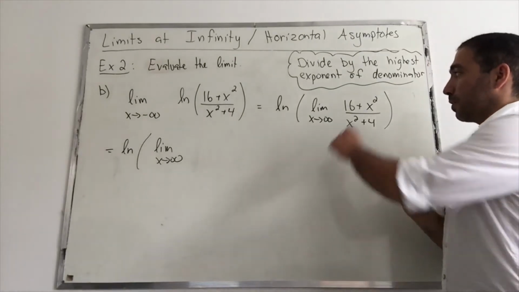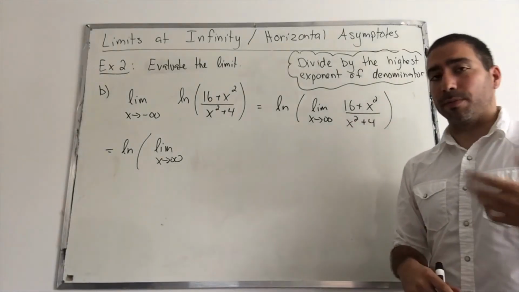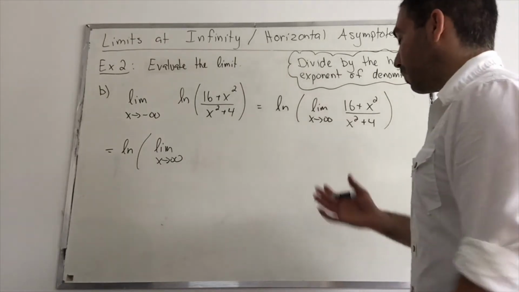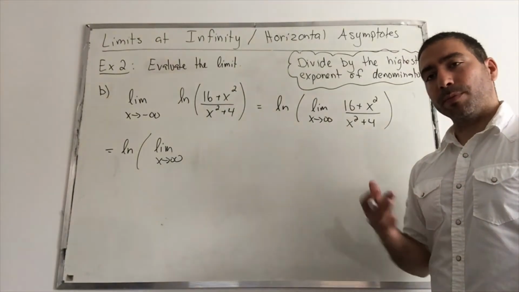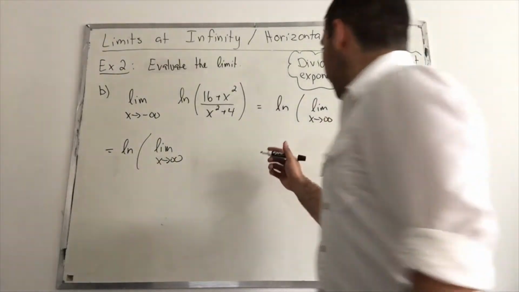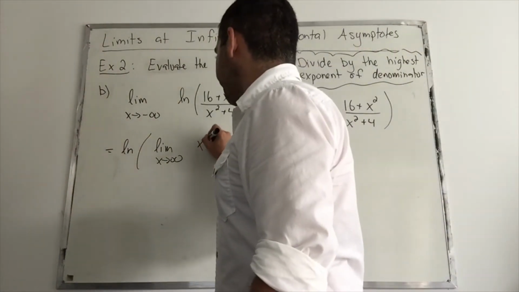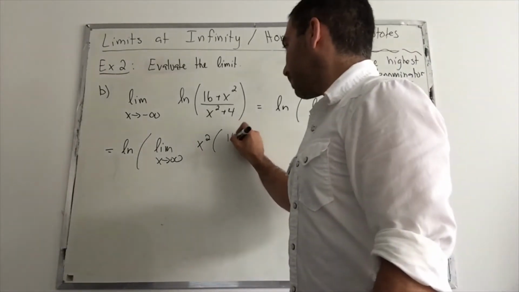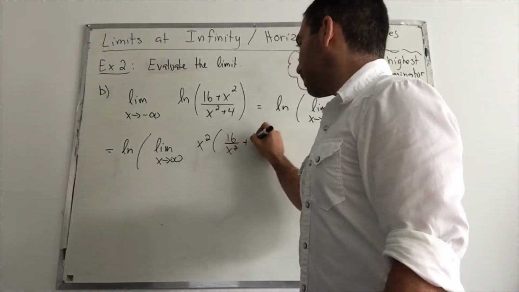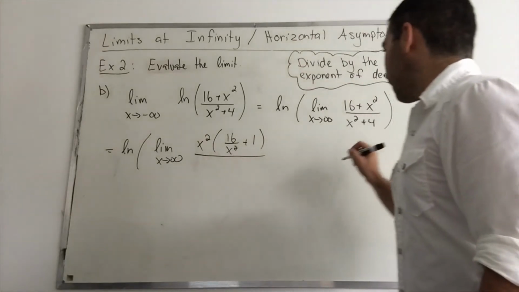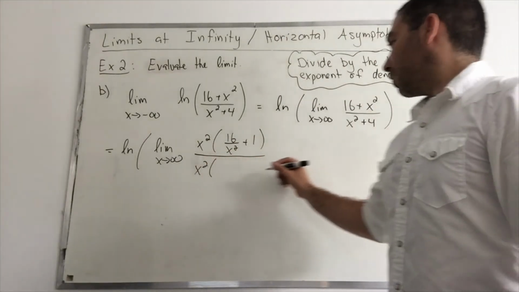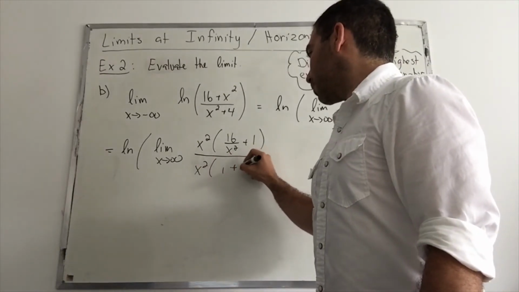So I'm going to factor out an x squared on the top, and I'm going to factor out an x squared on the bottom. Doesn't matter which method you use, both are equivalent. If you want to divide by x squared on the top and bottom, you can do that as well. So factoring it out, we get x squared, and what we're left with is 16 over x squared plus 1, all that divided by x squared, which is factored out, 1 plus 4 over x squared.